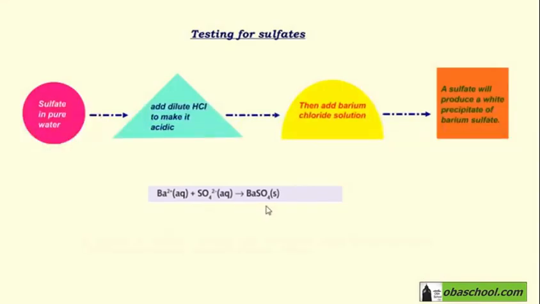But why do we add here hydrochloric acid to the sulfate and not directly add sulfate to the water, then barium chloride? Why do we add acid? Why do we make the solution acidic?